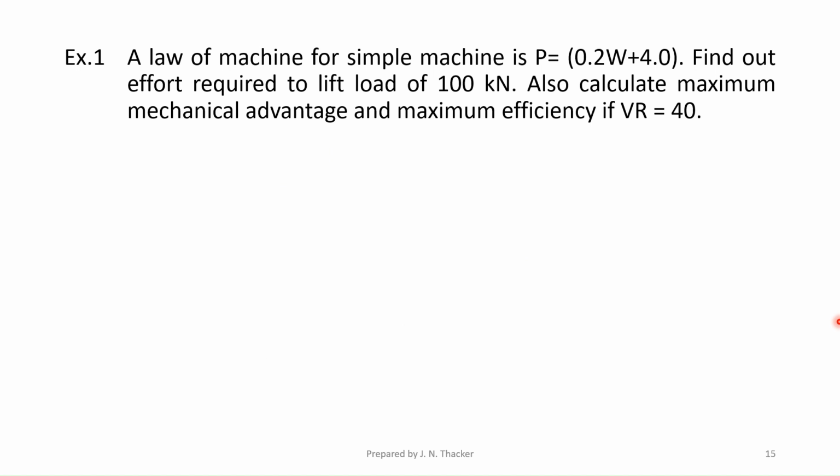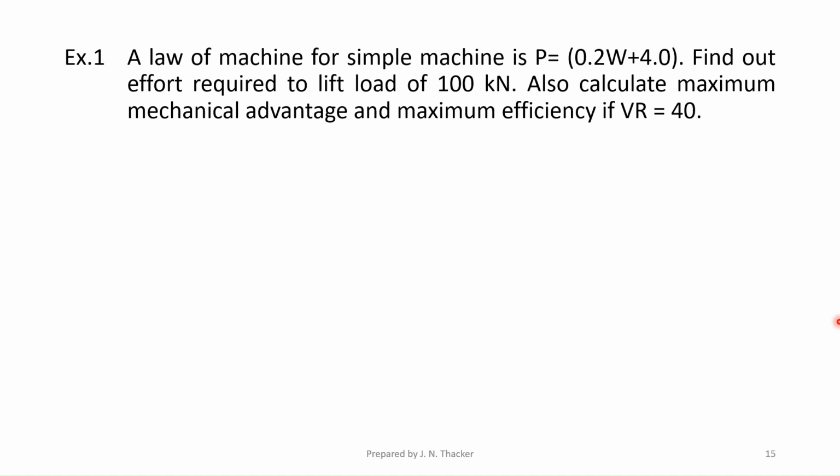Example 1. The law of machine for a simple machine is P is equal to 0.2 W plus 4. Find out the effort required to lift a load of 100 kilonewton. Also calculate the maximum mechanical advantage and maximum efficiency if the velocity ratio is 40. So this is our question.